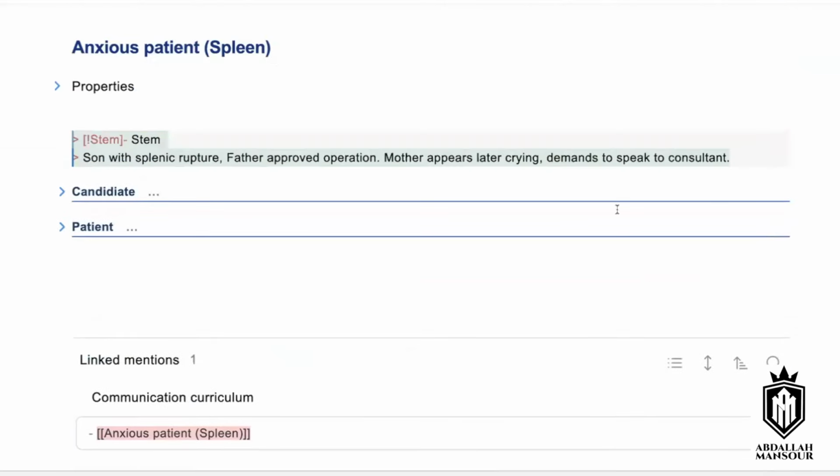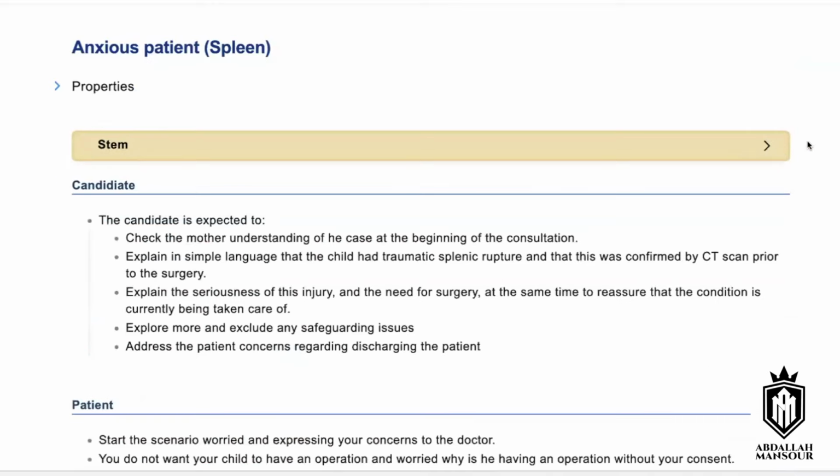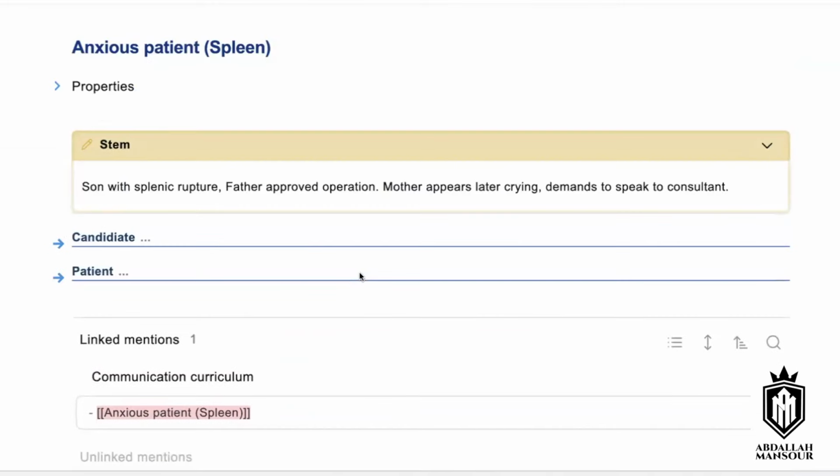Patient, a son with a splenic rupture, all right? And father approved an operation. Let's do it the other way around. So mother approved the operation and father appears late, crying, and demands to speak to a consultant. And you are the one available to speak with them. Do you know the scenario or not?